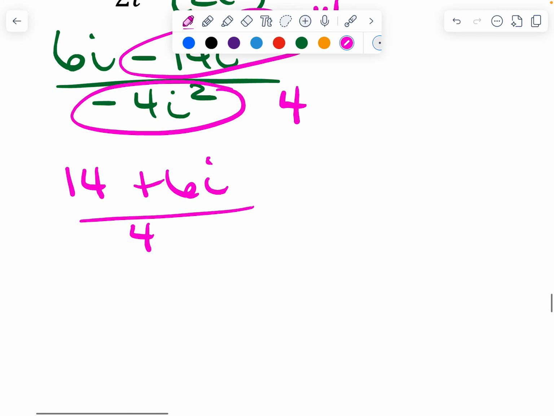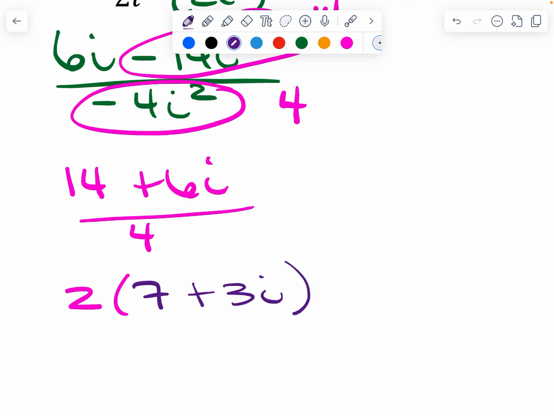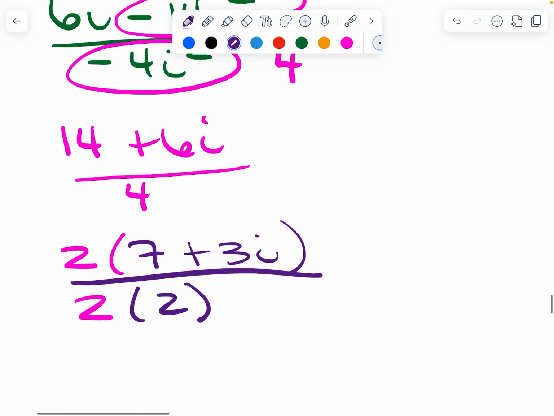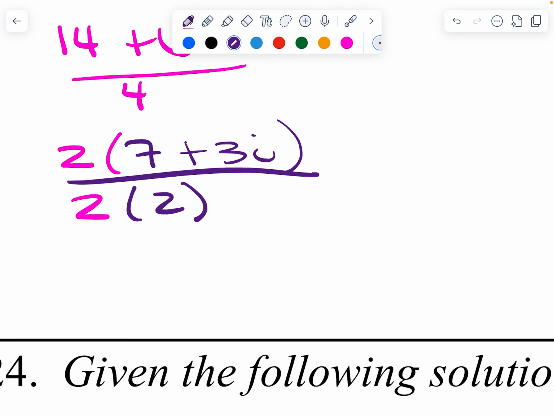I can factor out a 2. And I would get 7 plus 3i all over 2 times 2. The 2's cancel out, and I get an answer of 7 plus 3i all over 2.